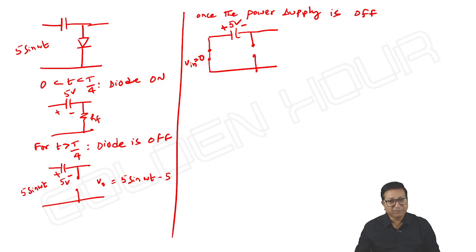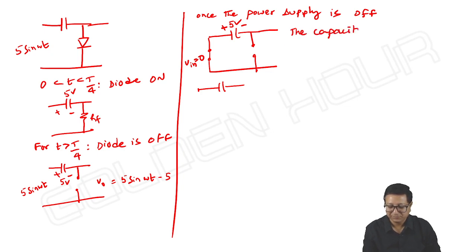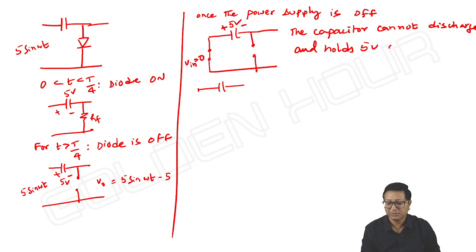Now, next, I would like to apply some input like 2 sin omega t. If I apply some input, the capacitor is unable to discharge, right? The capacitor cannot discharge and holds 5 volts only. Holds the 5 volts.